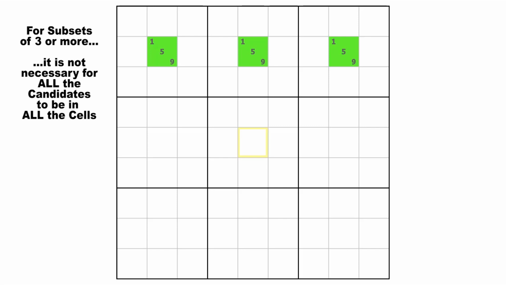And please note that in subsets of 3 and higher, it is not necessary for all the candidates to be in all the cells. Like here we have a triplet of 1, 5, and 9 in row 2. But if there were a 5 filled in this cell, and there were a 9 filled in this cell, that would eliminate the 5 from this cell, and it would eliminate the 9 from this cell. But that would still be a triplet in row 2, because those 3 cells would have to be solved for those 3 candidates. So as long as you have at least 2 of the subset candidates in each of the cells, it's going to function as a subset.